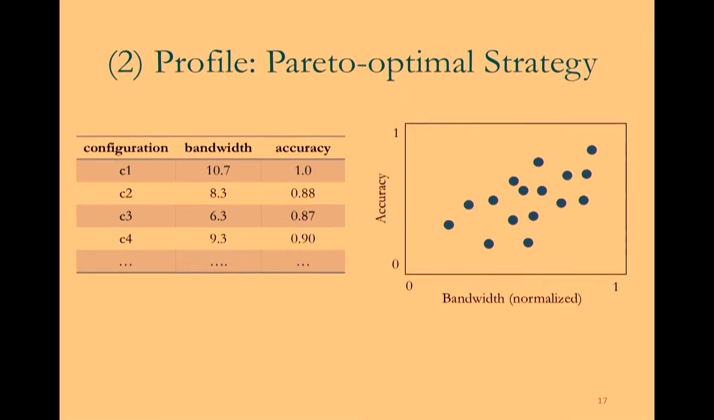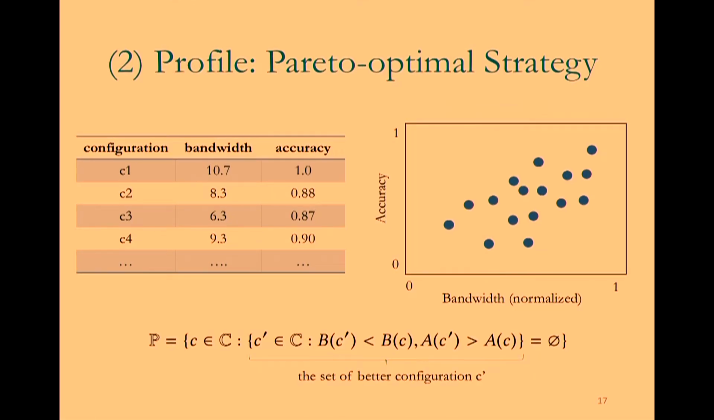Now, what they're looking for here is the Pareto optimal configuration, which can be mathematically defined by this formula that says that the set of better configurations is an empty set, where a better configuration is the one that requires less bandwidth but offers higher accuracy. And visually, these configurations are marked by these red dots in the figure. So you can see that whenever we move from this red dot, we'll either compromise on the accuracy or we'll use higher bandwidth.